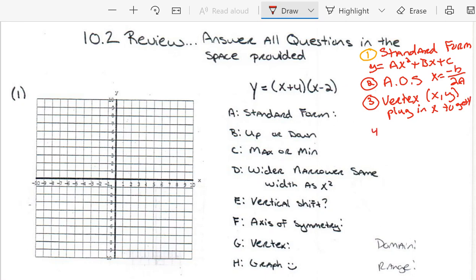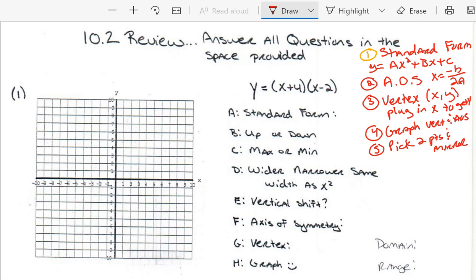Step 4 is to graph your vertex and axis of symmetry. Step 5 is to pick 2 points and mirror. All right, so these are the steps you want to follow. These are the steps we followed on the 1 or 2 examples from class.